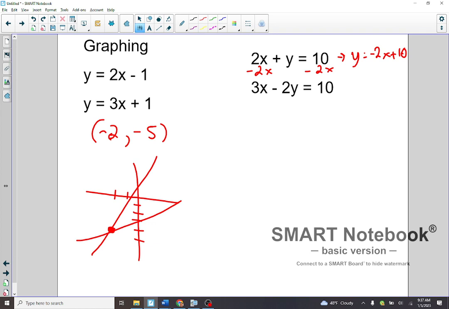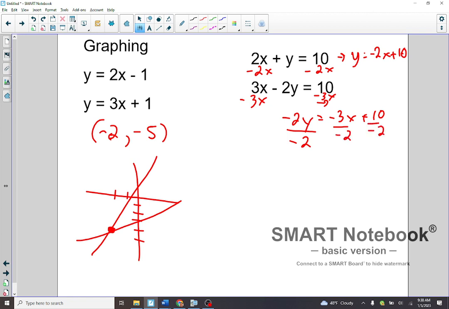In this case, we have this one. So I'm going to subtract 3x on both sides. So it's going to become -2y equals -3x plus 10. You could write 10 minus 3x, it doesn't matter. Now, the y is not completely by itself, so I have to do one last step, which is divide by -2 on both sides.